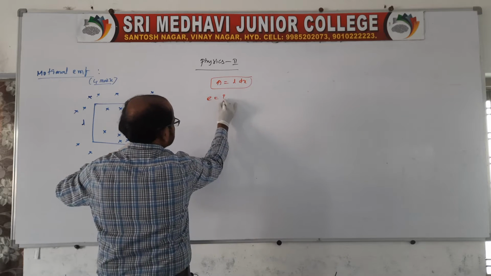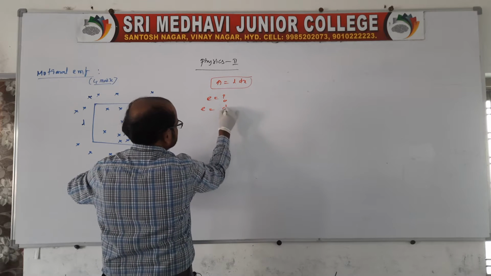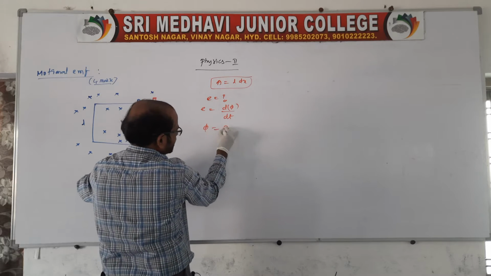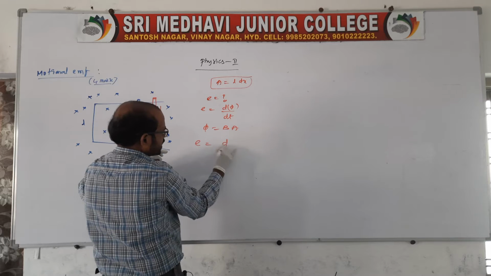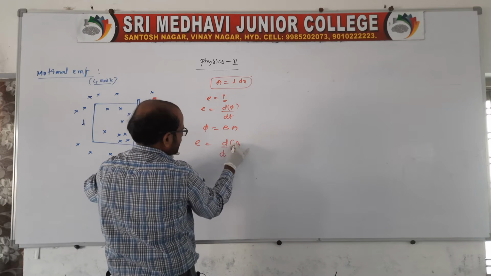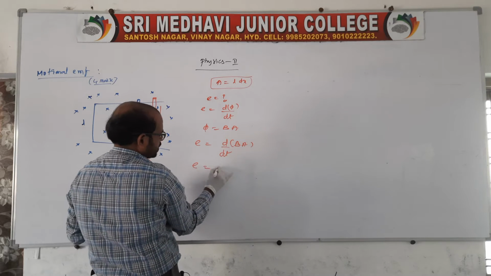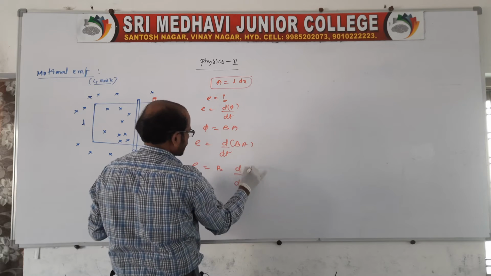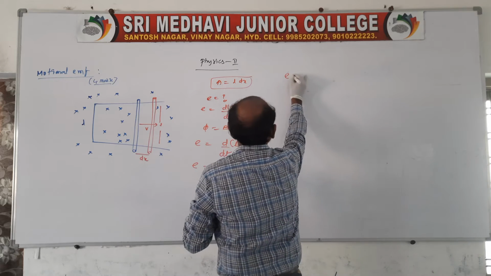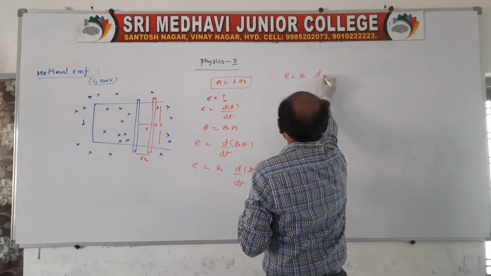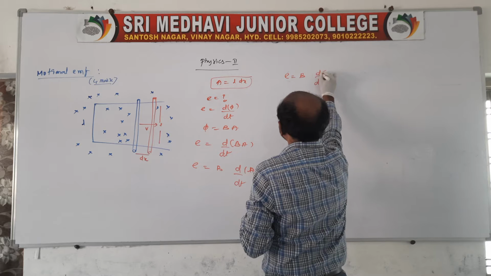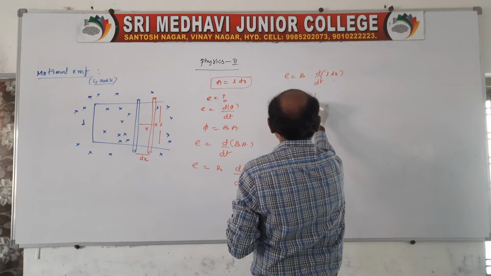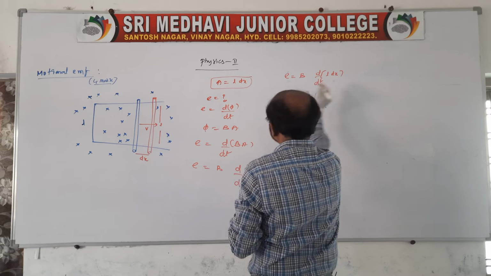Now we need to find the motional EMF. E is equal to d phi by dt, simple, but phi is nothing but BA. So E is equal to d by dt of BA. Here B is common, d by dt of A, where A is L into dx. Then EMF is equal to B into d by dt into length into dx. So E is equal to BL into d by dt into dx.